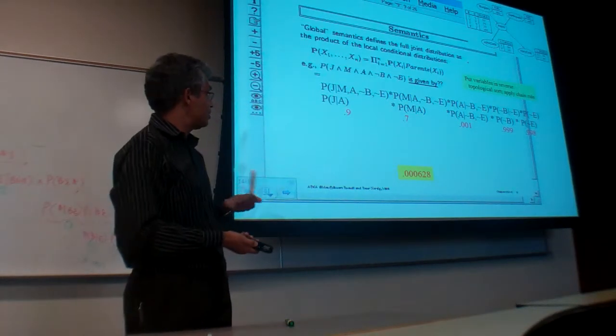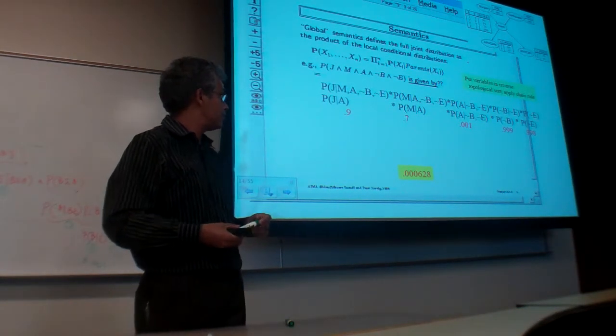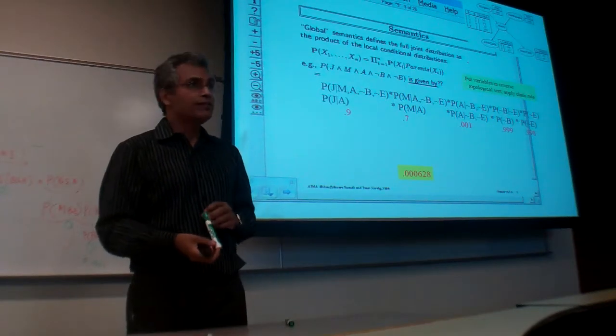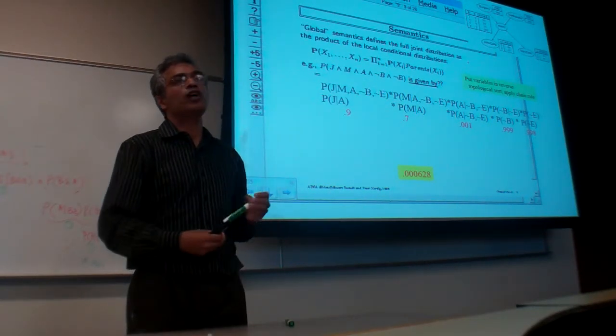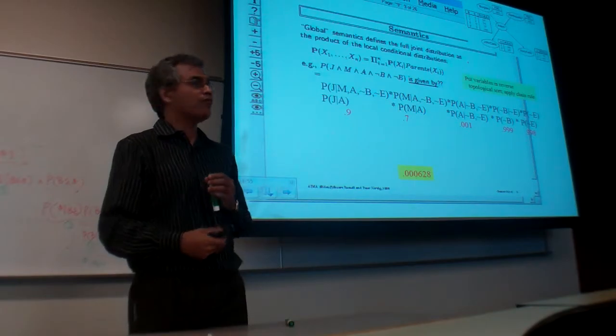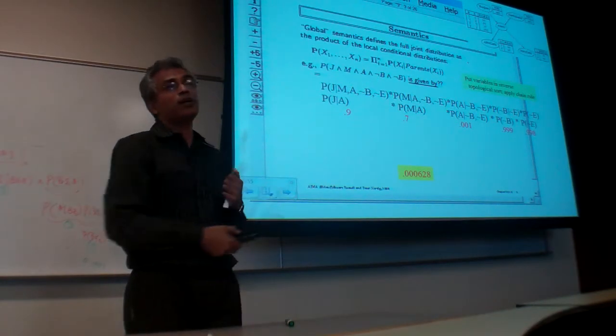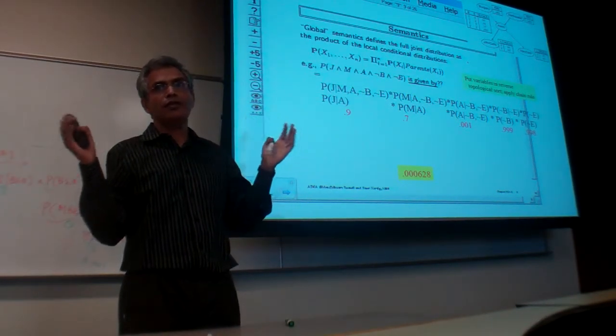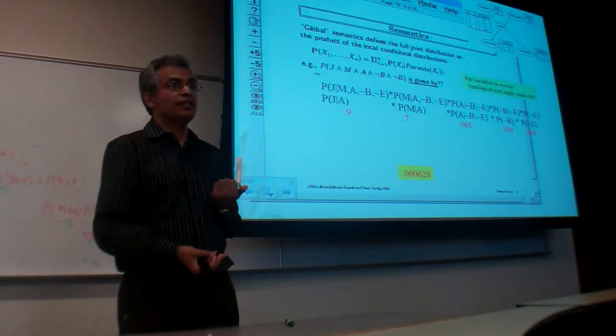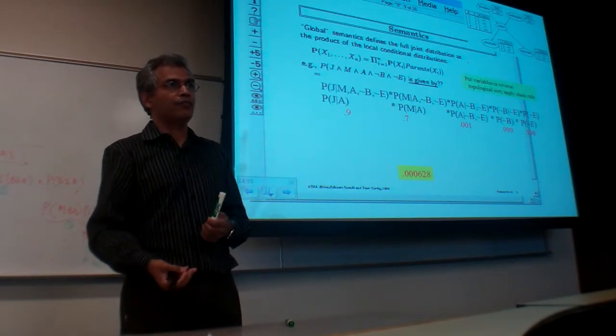Can I multiply those numbers? I get, in this case, 0.000628. And that's the joint probability distribution entry for this particular probability. And there are 32 other such ones, and you can compute all of them.